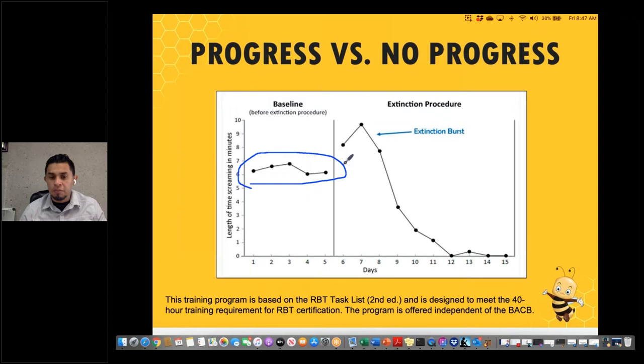And you see that with this implementation of your extinction procedure, which is basically ignoring or following through with instruction, the client did increase the behavior. There was an increase in behavior at some point, which is called an extinction burst. But afterwards, the behavior reduced pretty significantly, right? And this is the beauty of this, the fact that you see how quickly the behavior was able to improve in a few sessions. Our graph is able to show us and tell us that story.